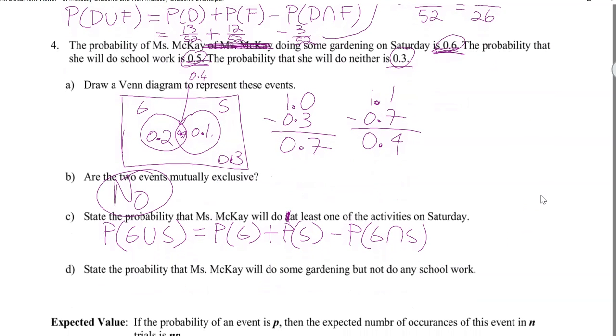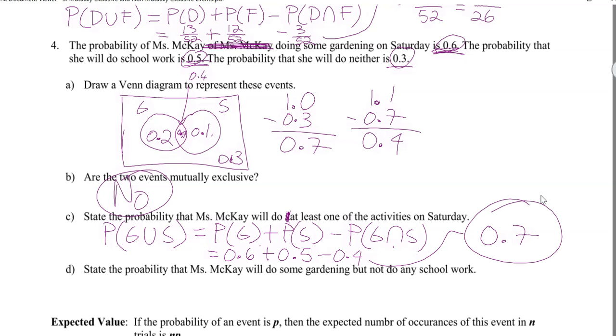And we can't do any of this without knowing this probability here, the and, which we couldn't have gotten without doing the diagram. But if we plug in gardening 0.2, gardening 0.6 equals 0.6 plus schoolwork 0.5 minus 0.4. 1.1 minus 0.4 is 0.7, right? Which we could state simply by adding these 3 up.